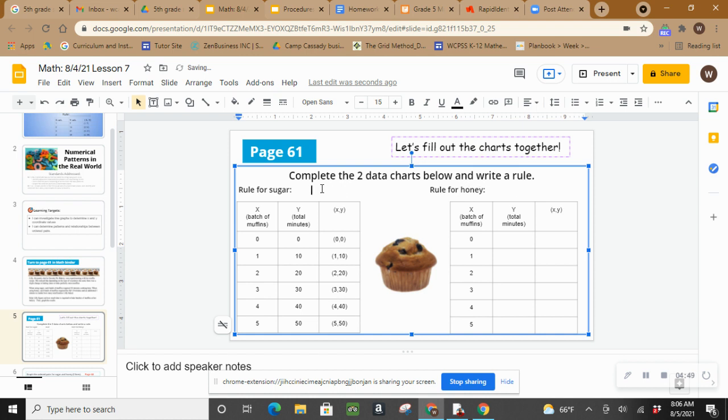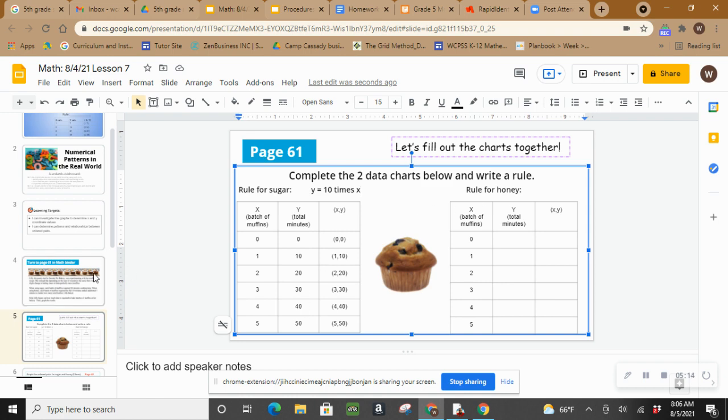So y equals 10 times x. So the y is going to equal 10 times the x value. So 1 times 10 is 10, 2 times 10 is 20, 3 times 10 is 30, 4 times 10 is 40, 5 times 10 is 50.